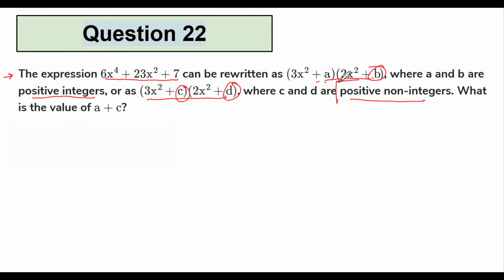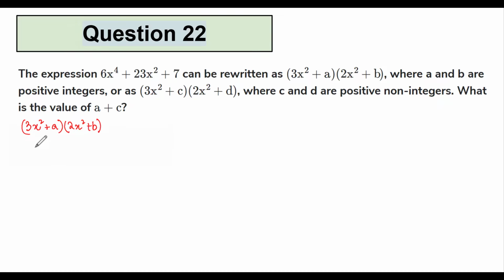Why? Because C and D are not integers, and A and B are integers. That is a twist. That's the whole twist in the question. But still, the way is the same. First, I would work out my positive integers. 3x squared plus A times 2x squared plus B, I have.